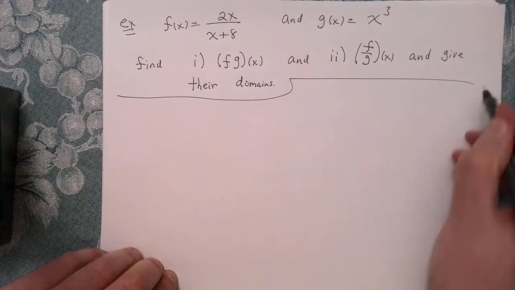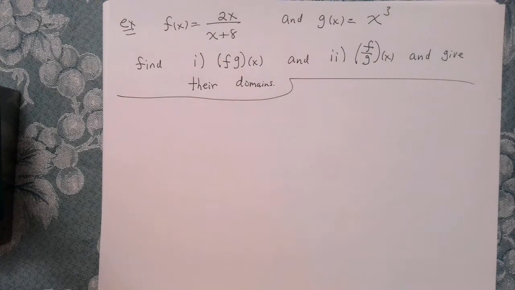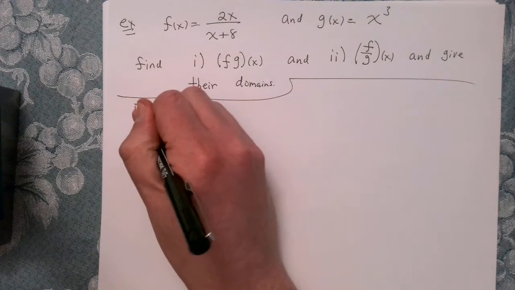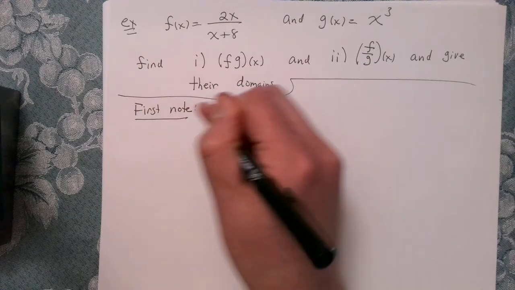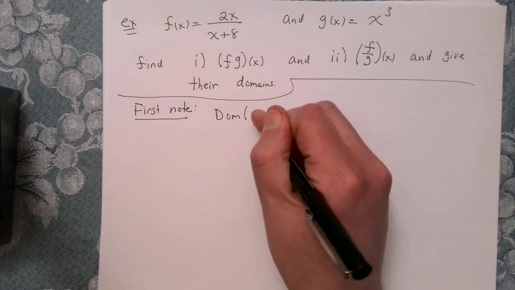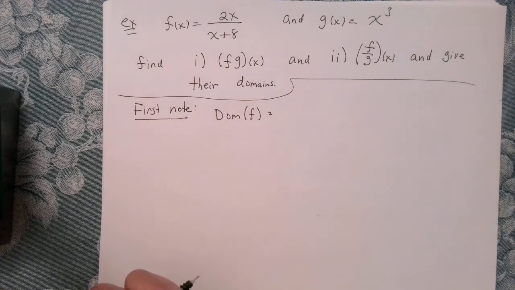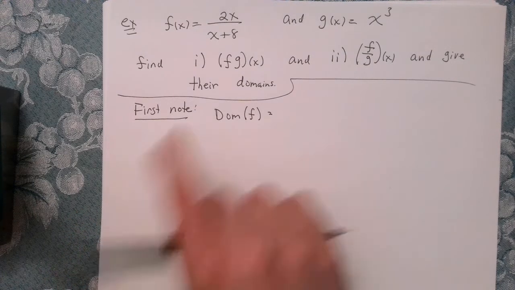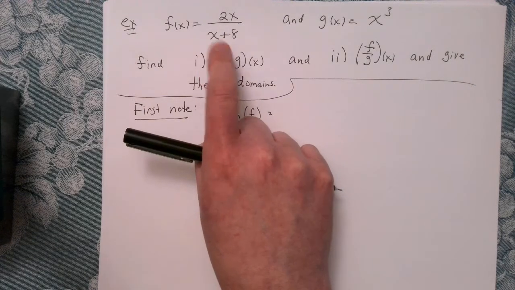And maybe just like before, let's note the domain of f and the domain of g. So first, the domain of f. Of course, we don't want to divide by 0. That's the only issue this could have, right? So for which choice of x do I divide by 0? Well, if x is minus 8, I divide by 0, so I want to avoid that.